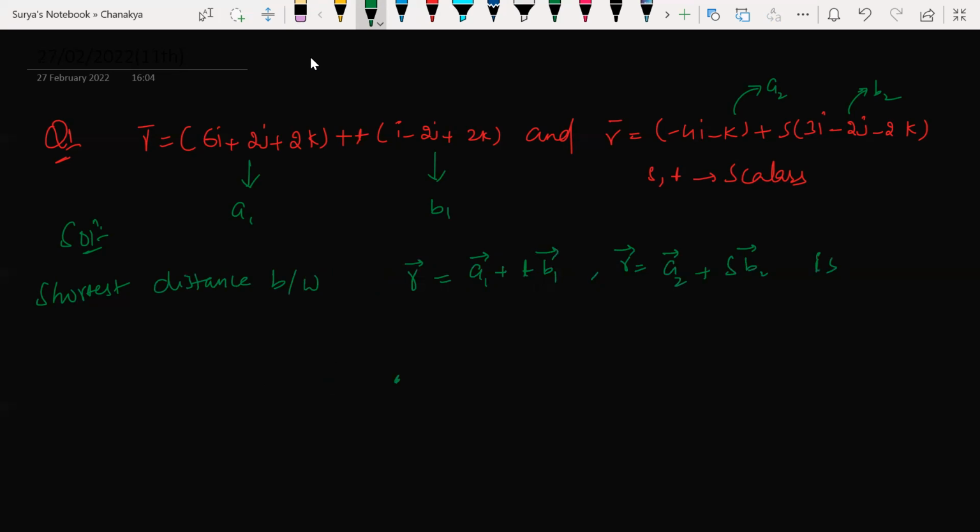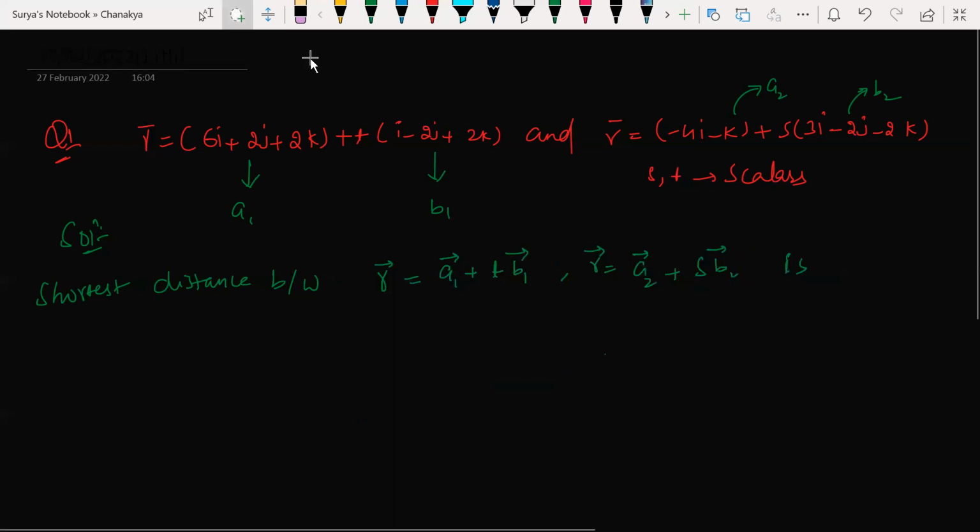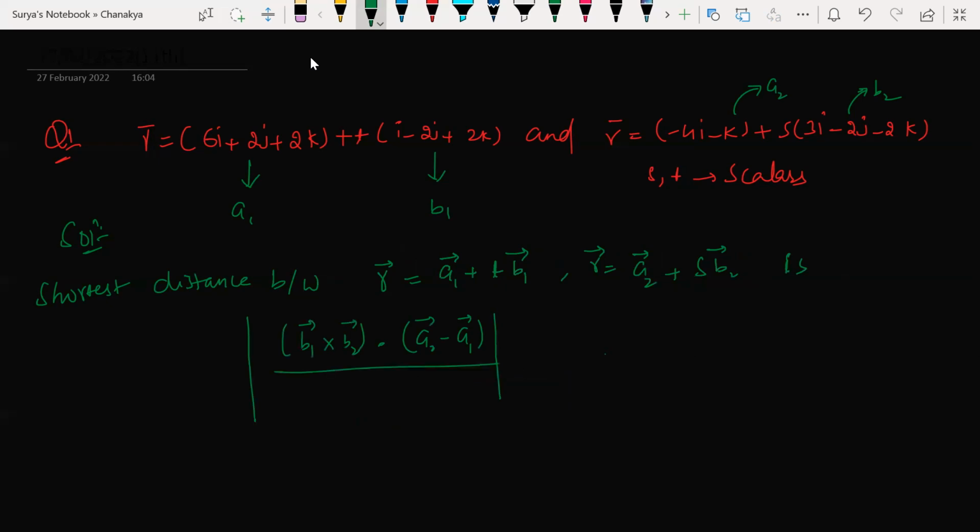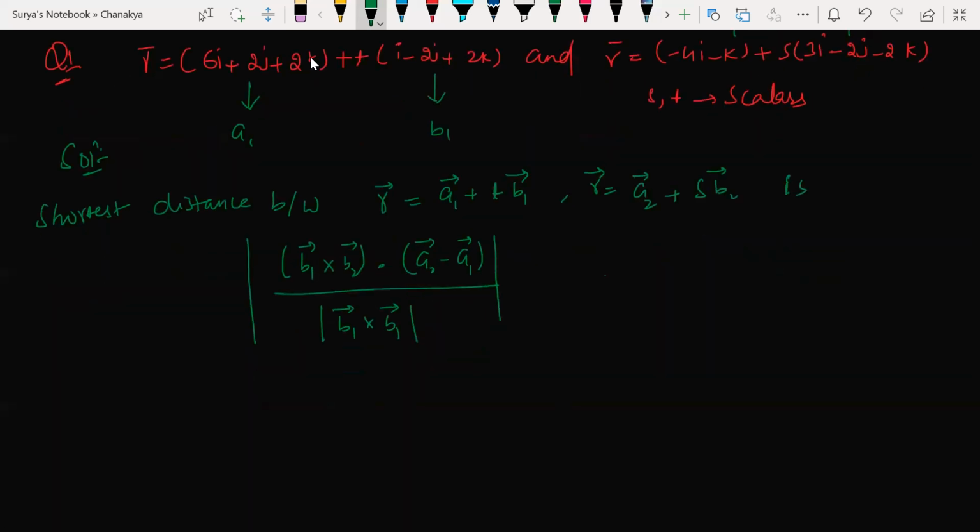That is different. Look at this. The shortest distance between these two lines is always modulus of (b1 vector cross b2 vector) dot (a2 vector minus a1 vector), divided by the magnitude of b1 cross b2. Let's do this here.